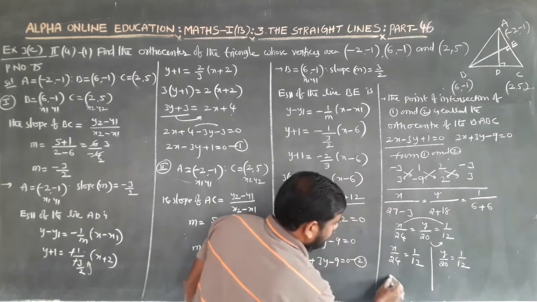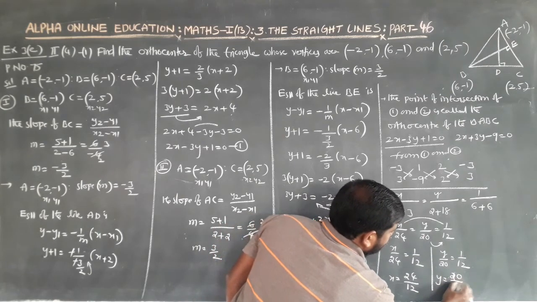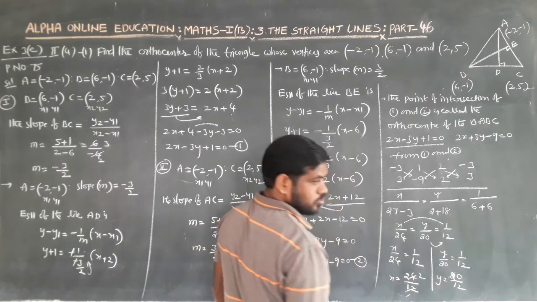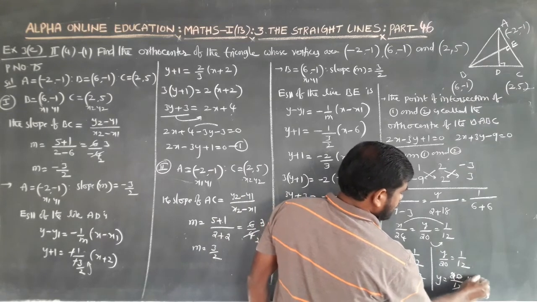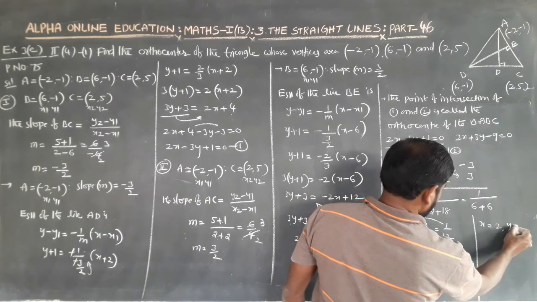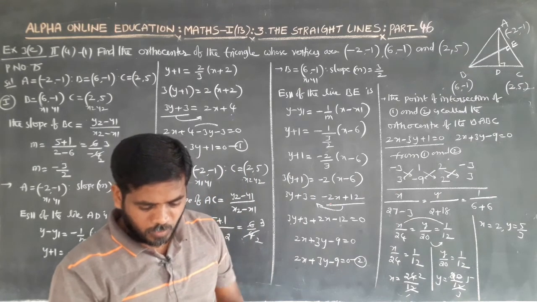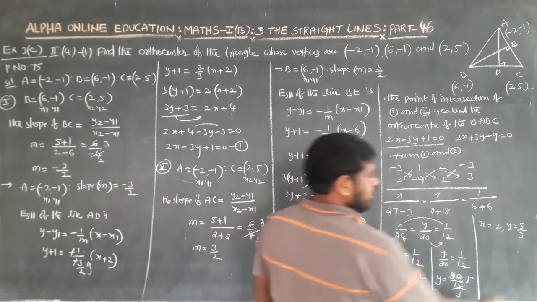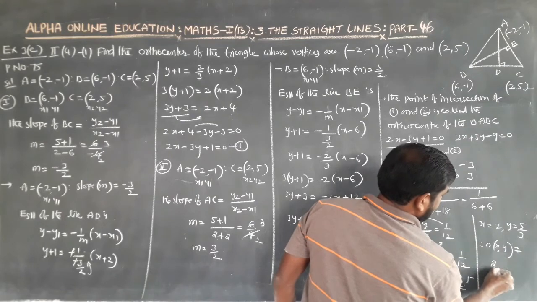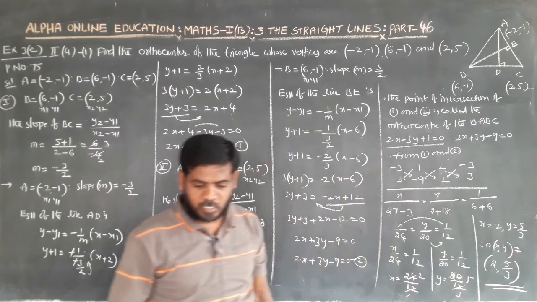x is equal to 24 by 12, y is equal to 20 by 12. 12 ones are 12, 12 twos are 24; 4 threes are 12, 4 fives are 20. So x is equal to 2, y is equal to 5 by 3. Therefore, the orthocenter (x, y) is equal to (2, 5 by 3) is the answer.